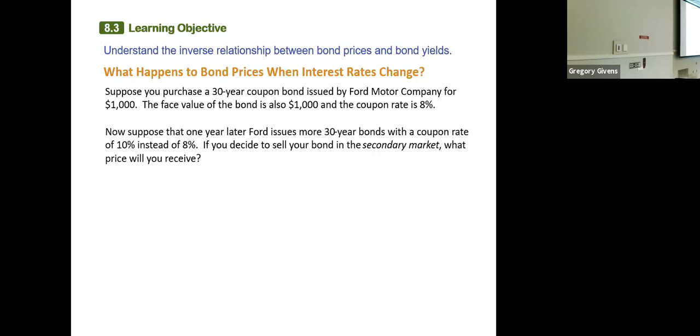Okay, Lauren, let's suppose now that you have held this Ford 30-year coupon bond for 1 year, and you've collected the first coupon payment of $80. But now Ford starts to issue newly issued 30-year bonds that have a coupon rate of 10% instead of 8%, okay? You might like to sell your bond so you can buy the one that has a higher coupon rate to take advantage of the higher coupon rate here. If you decide to sell your bond to, let's say, me in a secondary market, then what price am I going to be willing to pay for it? How much will your bond fetch in a secondary market?